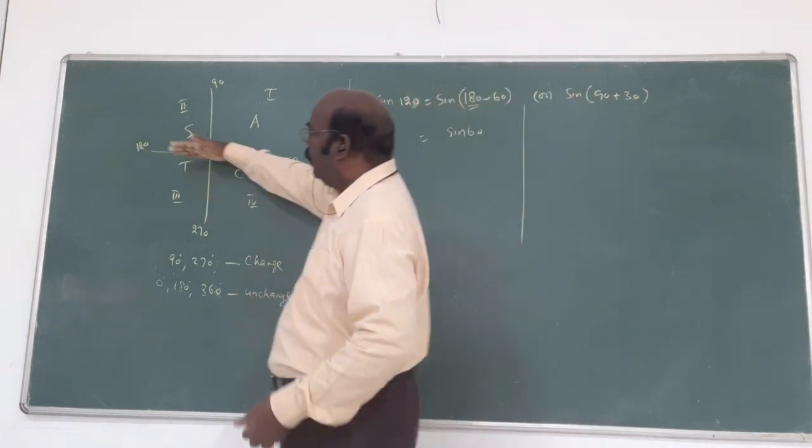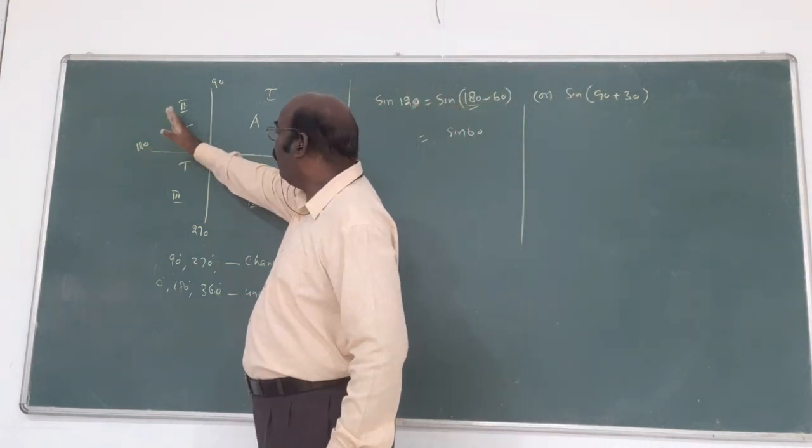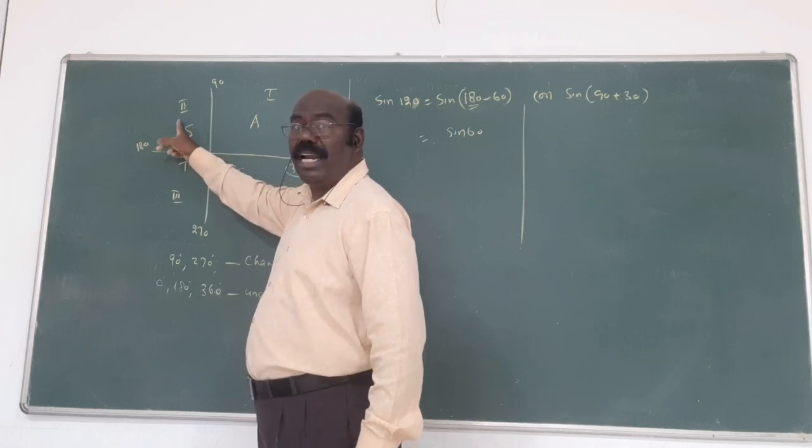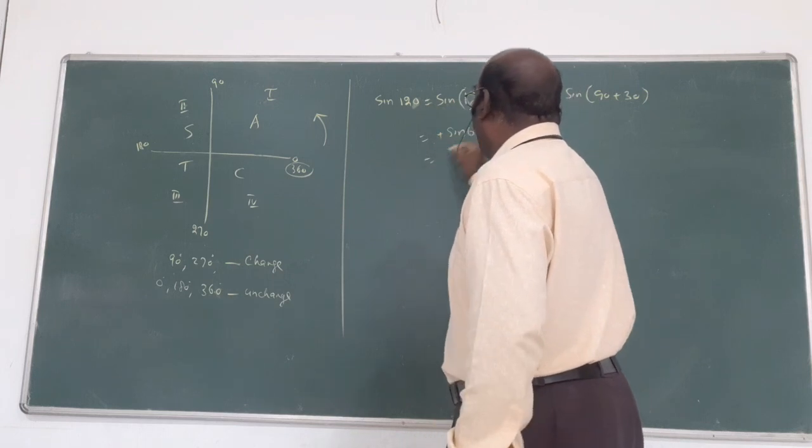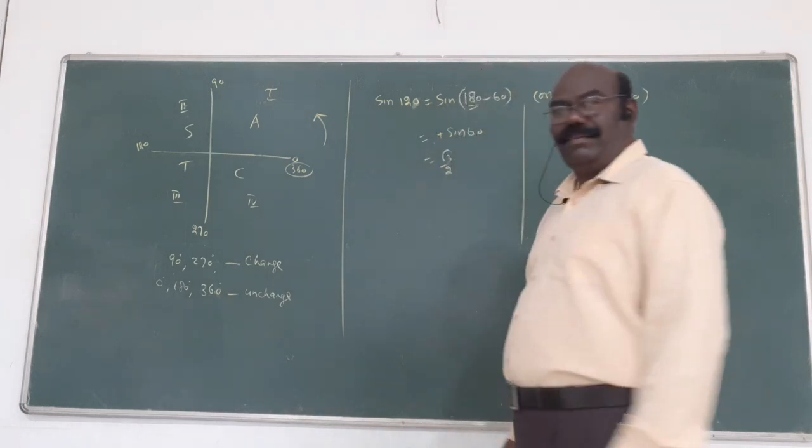So 180 minus 60, which quadrant? Minus means reverse, the second quadrant. In the second quadrant, sine only is positive. Sine is the question, that's it. The value is positive. So we make this the answer.